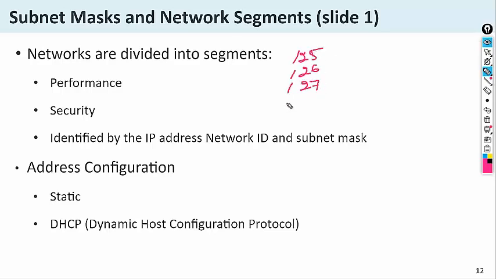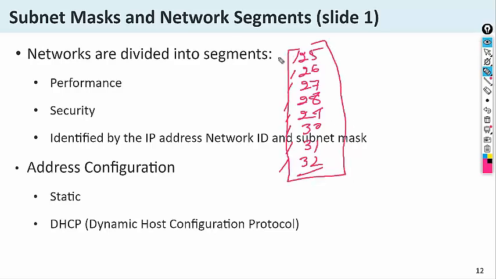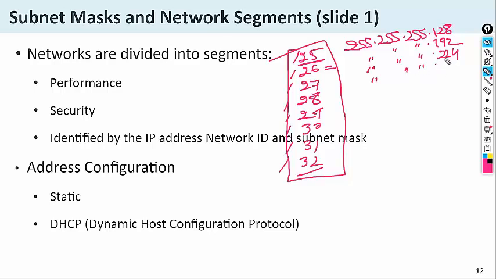/26, /27, /28, /29, /30, 31 and 32. So what do these mean? For /25 you will write or provide the subnet mask 255.255.255.128, and for /26 the value is 0.192, and the next one is 0.224, and the next one is 240, and later on the values continue for /26, /27, /28, /29 and so on.